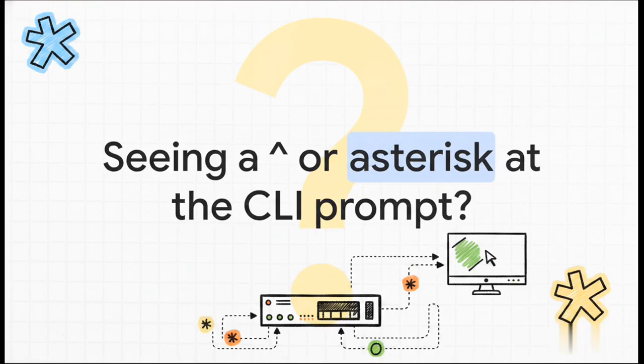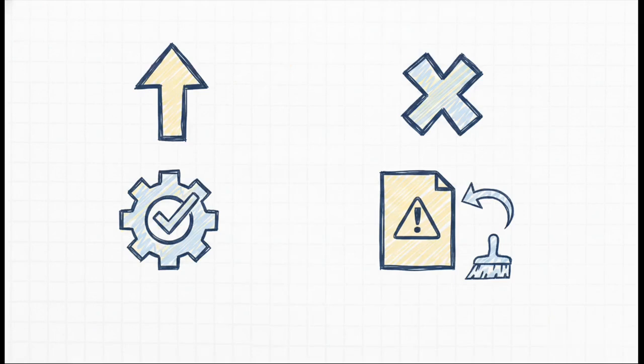And boom, you see these weird symbols, like a caret or an asterisk, just sitting there at the end of your prompt. What do they actually mean? And more importantly, how do you clear them? It's actually super simple once you know the secret code. A caret symbol just means you have a pending, uncommitted configuration sitting on one of your nodes. To fix it, just issue a write memory command to save things.